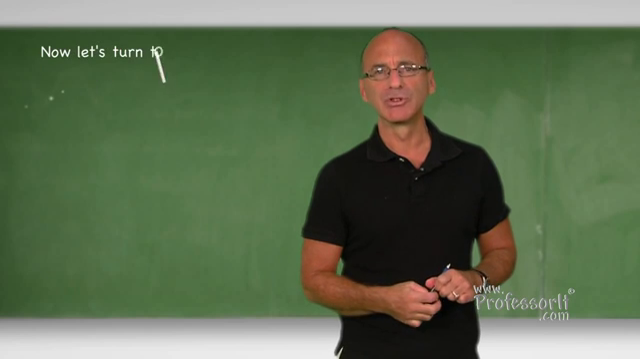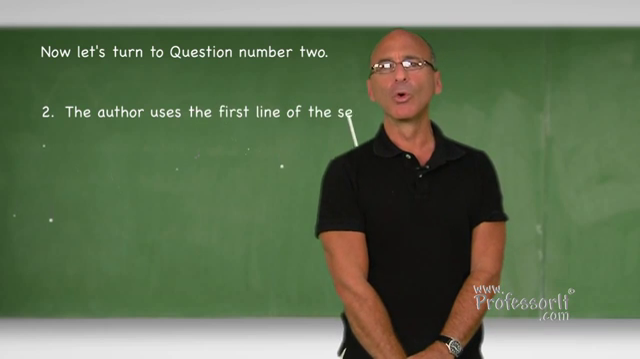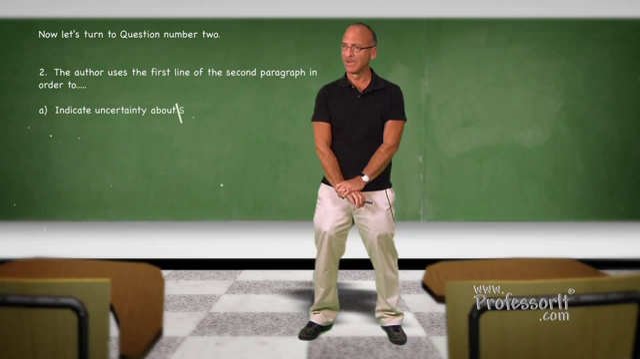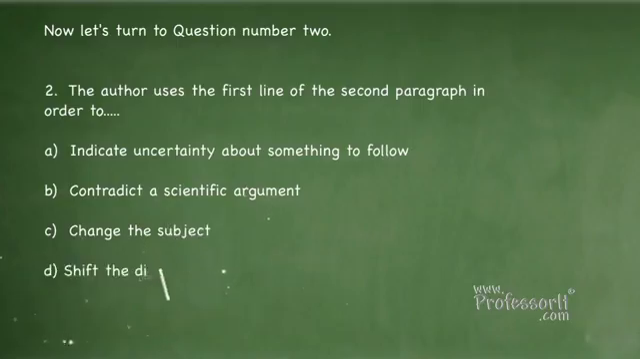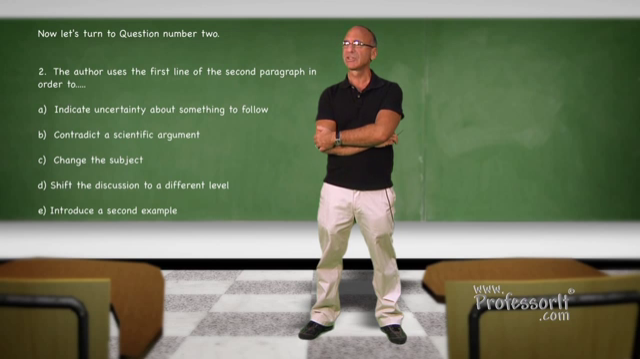Now let's look at question number 2. The author uses the first line of the second paragraph in order to A, indicate uncertainty about something to follow, B, contradict a scientific argument, C, change the subject, D, shift the discussion to a different level, or E, introduce a second example. This kind of question is a common one. The author uses the line in order to. That's like asking why he's doing it. Isn't that a dumb question if you're trying to understand what he's saying?